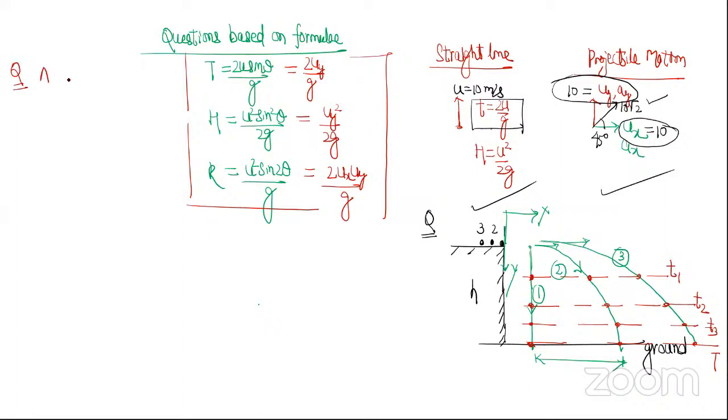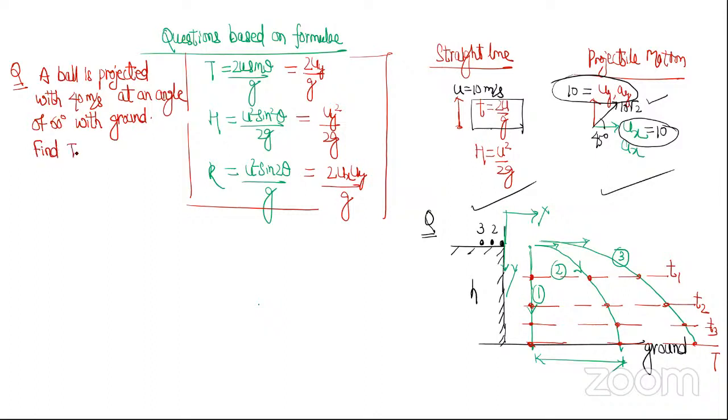The ball is projected with 40 meter per second at an angle of 60 degree. Find time of flight, maximum height, range.